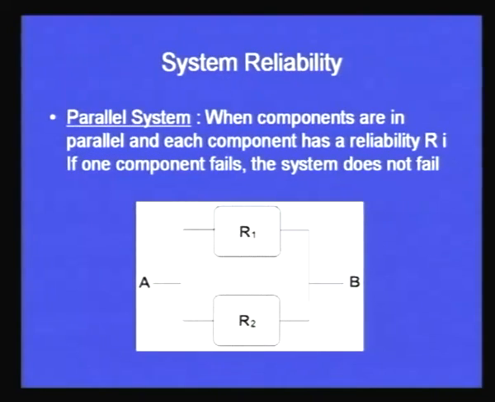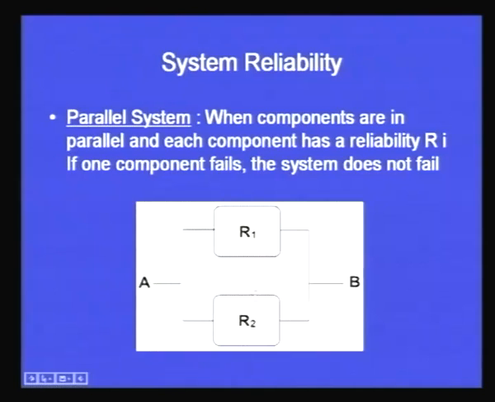System reliability in the context of a parallel system. So when components are in parallel and each component has a reliability Ri, if one component fails, the system does not fail. You can see on your screen there are two components R1 and R2 in the system AB. So if one component fails, the other component would still be performing its function. The whole system would not come to a standstill, the whole system would be working, but only component R2 will be working, R1 will not be working.